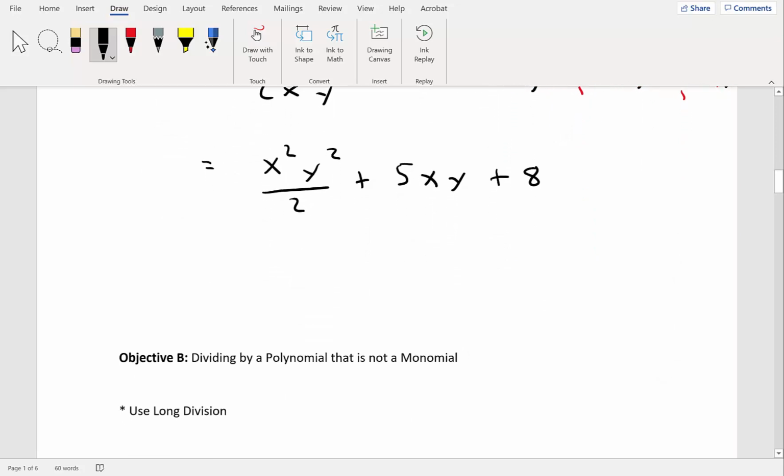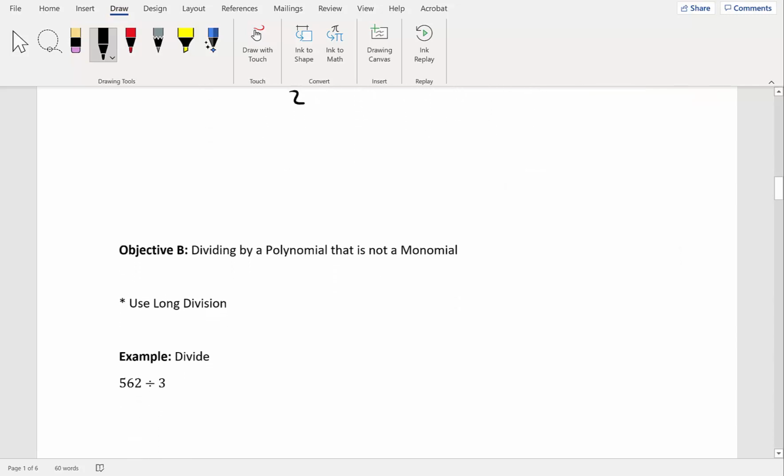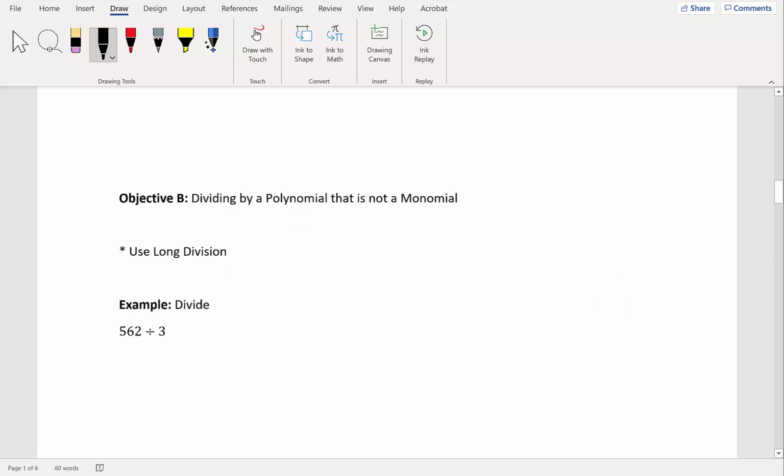Now we're going to be dividing by a polynomial that is not a monomial. Now in these situations, you have to use a process called long division. And now let's use long division on this basic problem. 562 divided by 3. So we have 562, so let's recall the steps for long division.